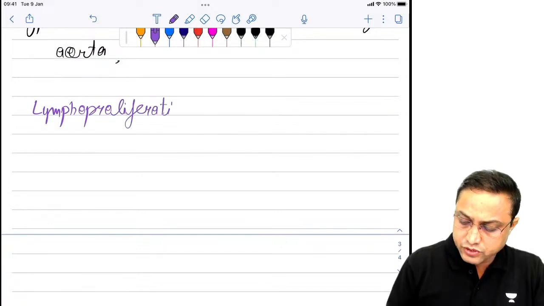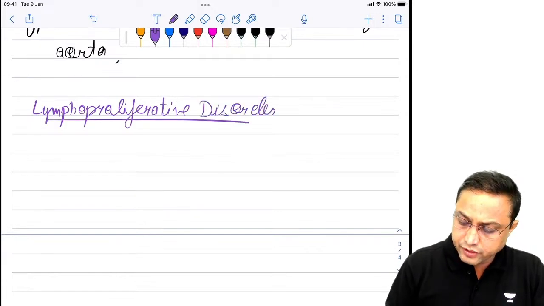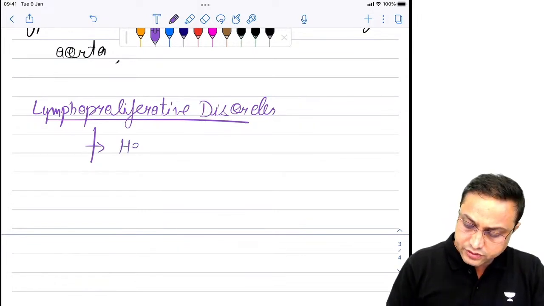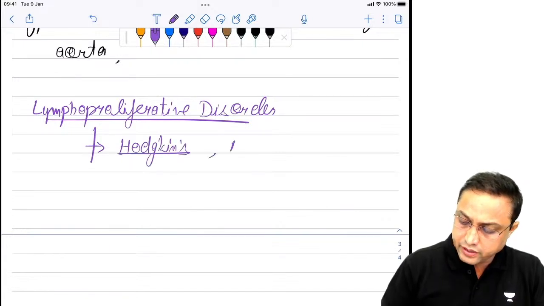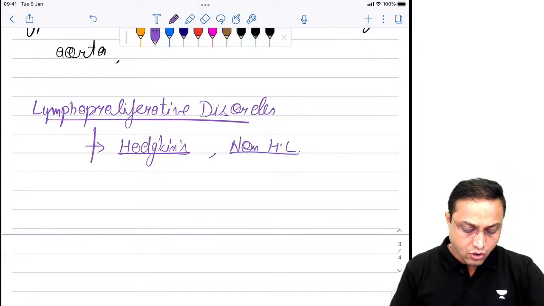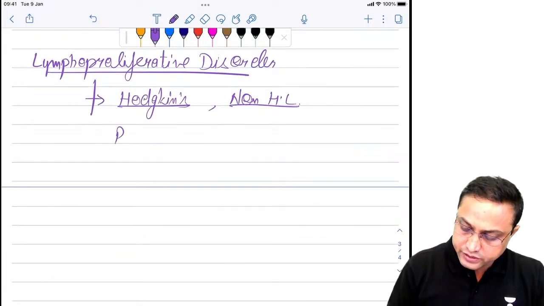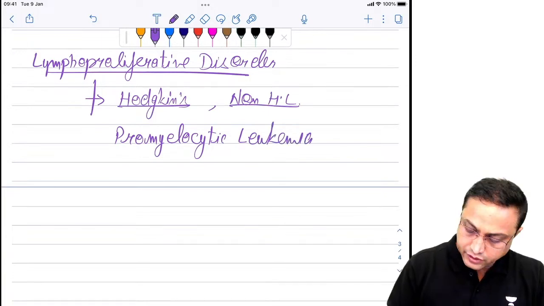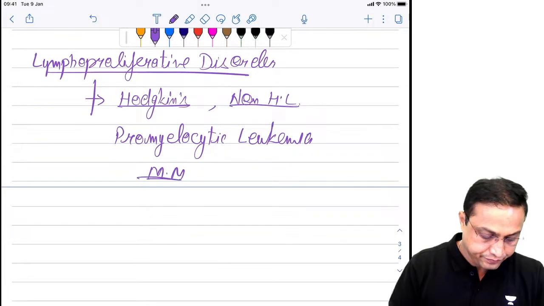So it transforms into a lymphoproliferative disorder. Now, what kind of lymphoproliferative disorder is it going to be? It can transform into Hodgkin's, or it can transform into non-Hodgkin's lymphoma, first of all, right? Or it can go into promyelocytic leukemia, or even into a multiple myeloma, MM, right?